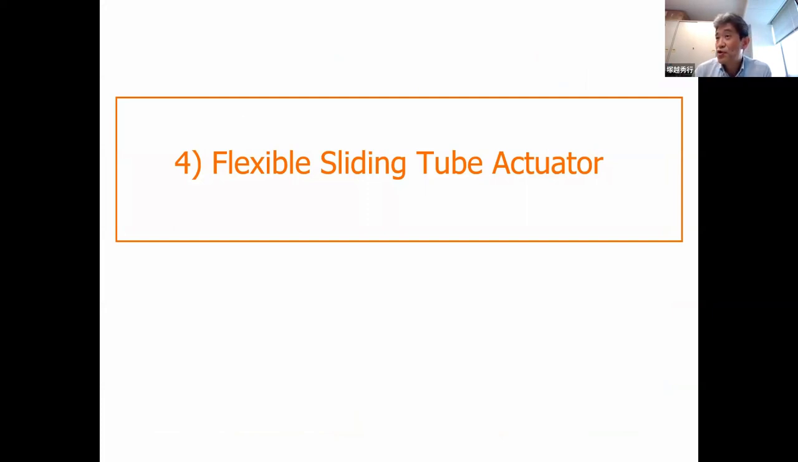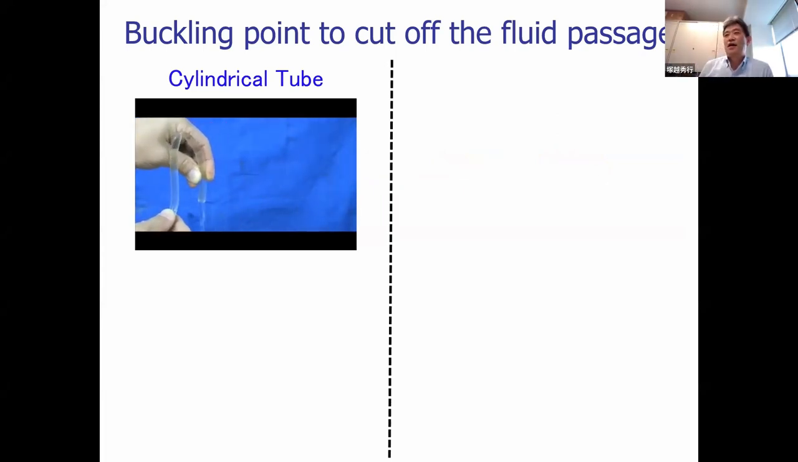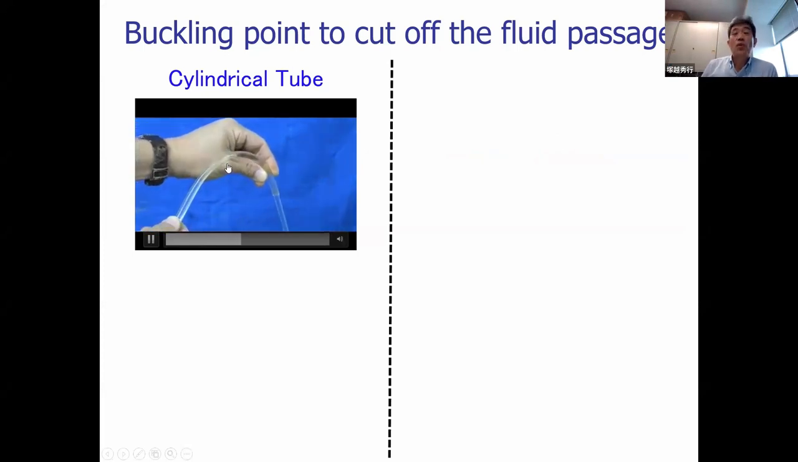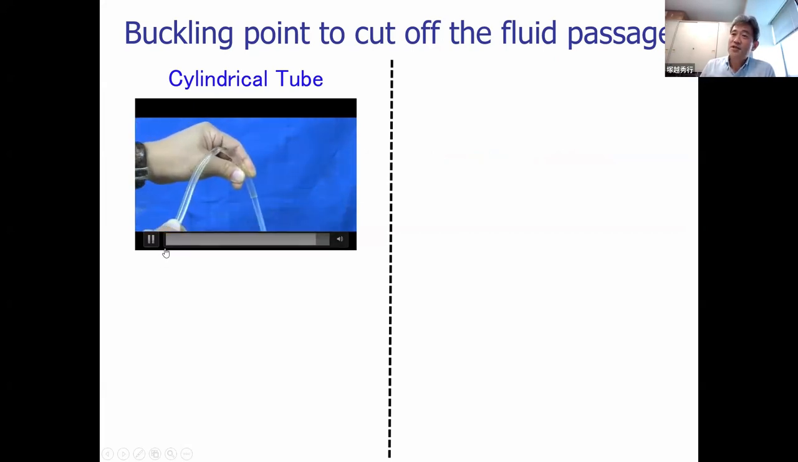Next, I'm going to show you the sliding motion by using the flat tube. Actually, the flat tube has many very attractive motions. And this is our original motion. And let me briefly show you how it could behave. Normally, if the tube is bent, it occurs a buckling point. This is a cross section. This is a cylindrical tube, and inside here, the water is supplied.